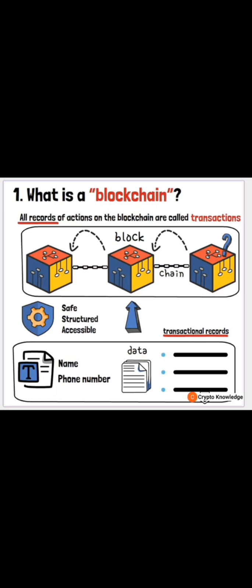A block is a place where we store data and various types of information, in the same manner as you would store your butter or milk in a fridge to keep them cool. Data is stored in blocks in order to keep it safe, structured, and easily accessible.